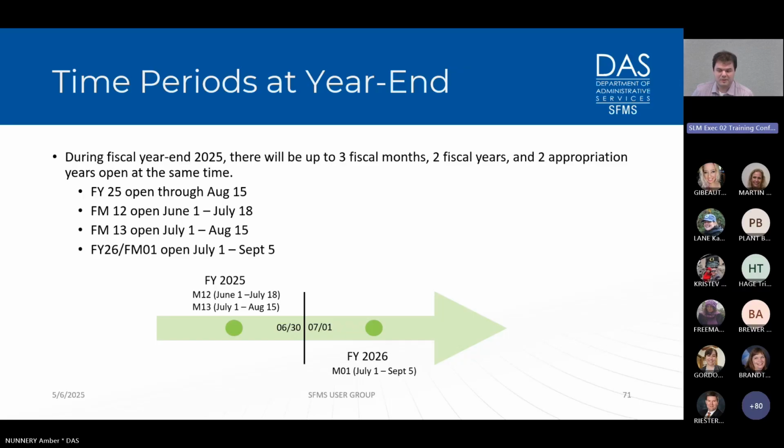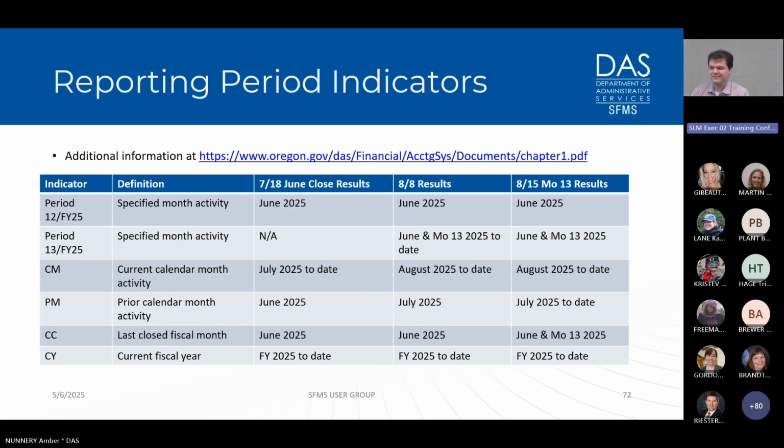But what does this mean for ordering reports? Because multiple fiscal years, fiscal months, and appropriation years are open, using one of the generic indicators can have unintended results. That's why we have this table. It will really come in handy when ordering.